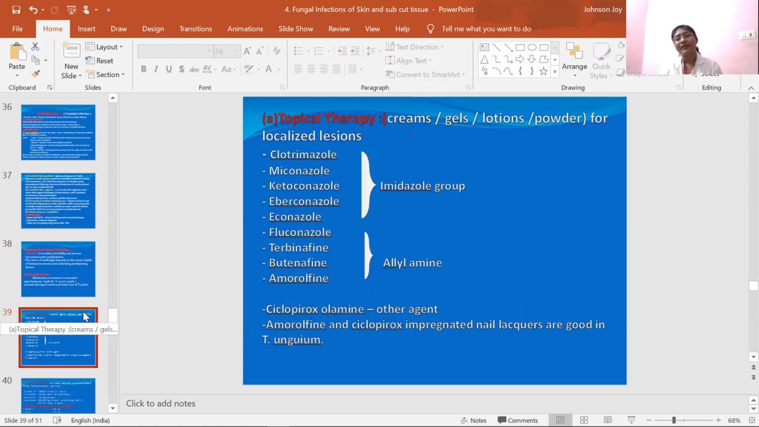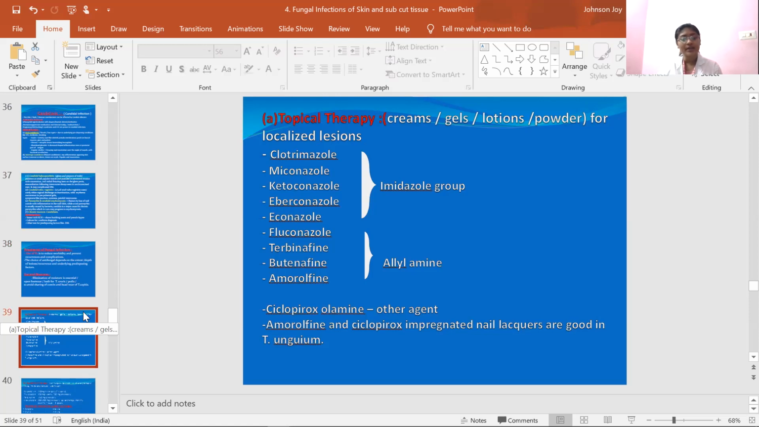Coming to the treatment, topical therapy with creams, gels, lotions, and powders is preferred for localized lesions. You can give either the imidazole group or the allylamine group. Among the imidazoles, you can use clotrimazole, miconazole, ketoconazole, eberconazole, isoconazole, fluconazole, etc. So these are the azole groups. The allylamine group is terbinafine, butenafine, and amorolfine.